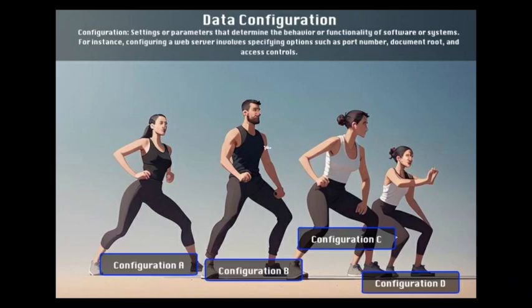Configuration: settings or parameters that determine the behavior or functionality of software or systems. For instance, configuring a web server involves specifying options such as port number, document root, and access controls.